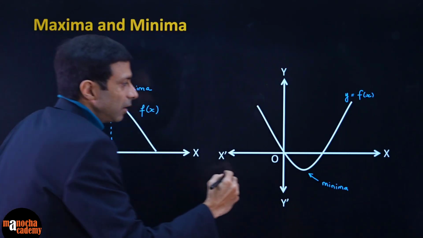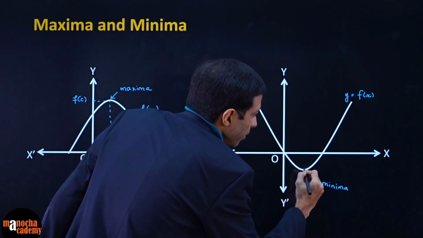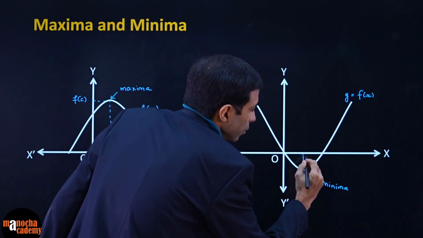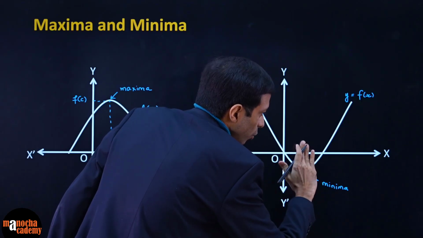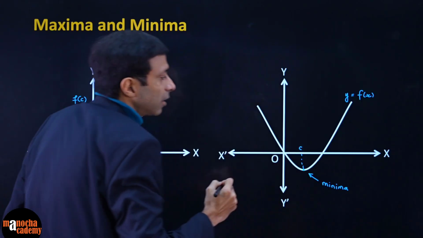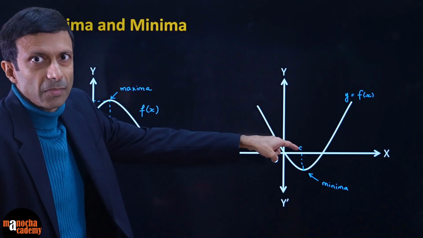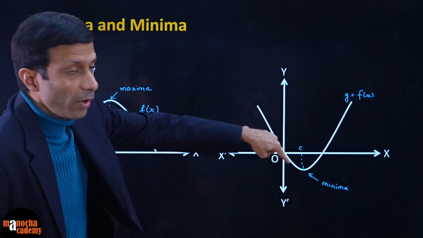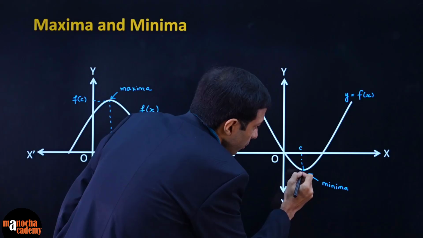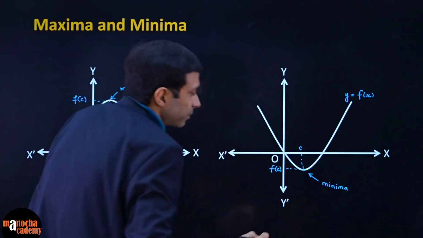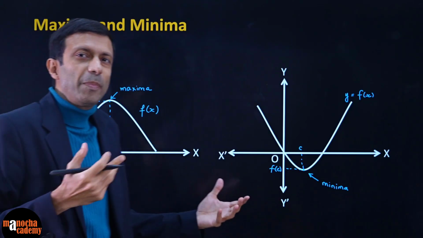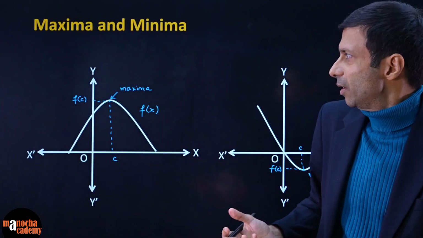And where does it occur? Once again, you'll take this minimum point and trace it to the x value over here, and we can say it occurs at the point c. Okay, and what will be its minimum value? Once again, you read it from here. At c, the value f(c). So simple. This is the meaning of maxima and minima, right?